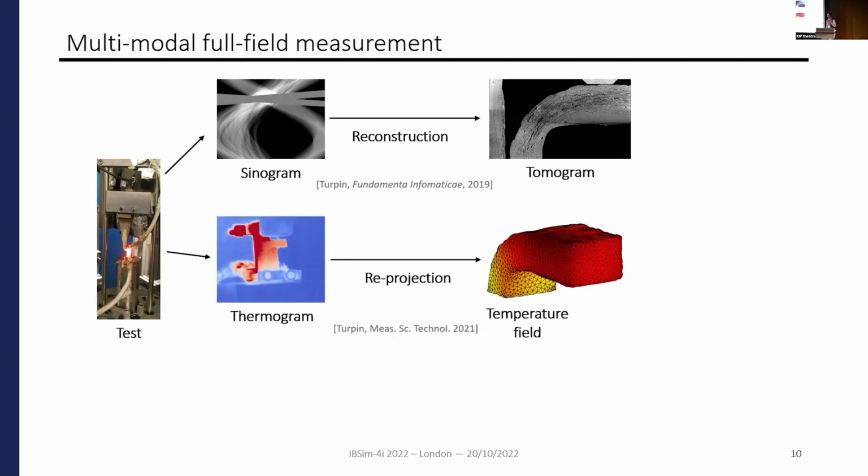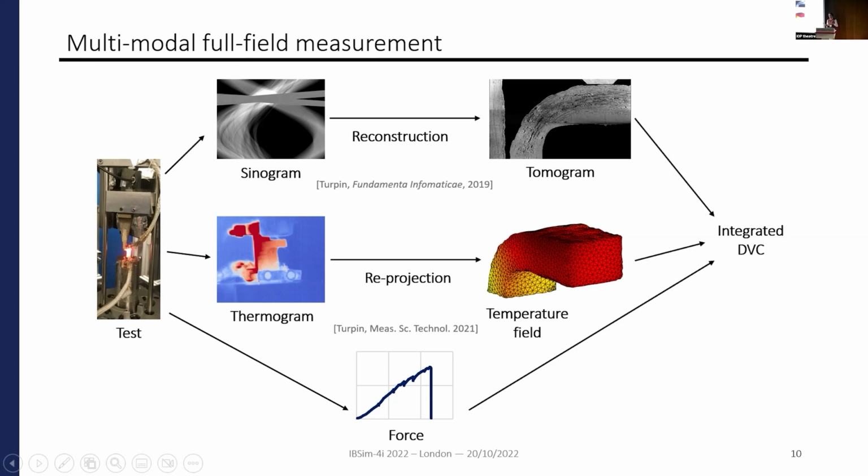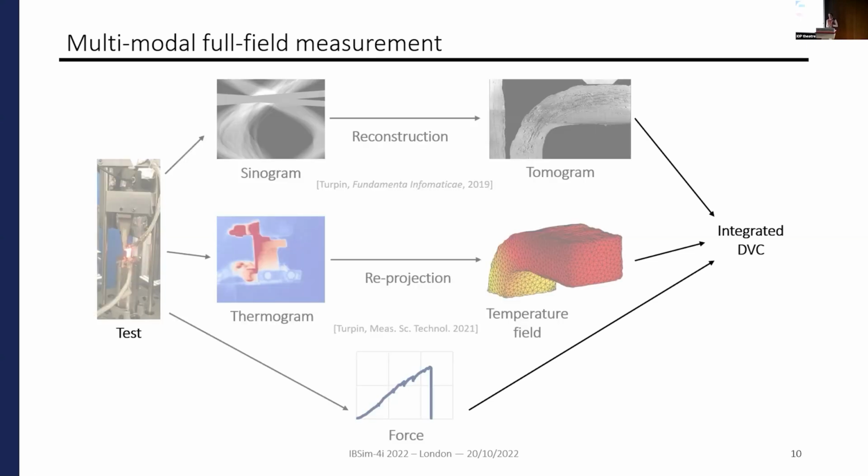We also create thermographies. And those thermographies are reprojected onto the surfaces of the 3D finite element mesh using a kind of stereo vision calibration algorithm. And we also measure the force during the test. You have just here the load cell. And we want to use those three measurement modalities in an integrated digital volume correlation procedure. And now I will detail how this kind of procedure works.